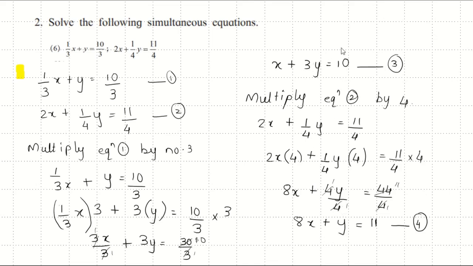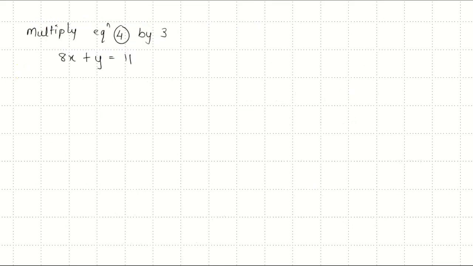Here nothing is common between the two of them. Either we can multiply equation number 3 by 8 to get 8x here, or else we can multiply equation number 4 by 3 to get 3y here. So always select the smaller number. We will try multiplying equation number 4 by number 3. So multiplying equation number 4 by 3, 8x plus y is equal to 11 into 3.